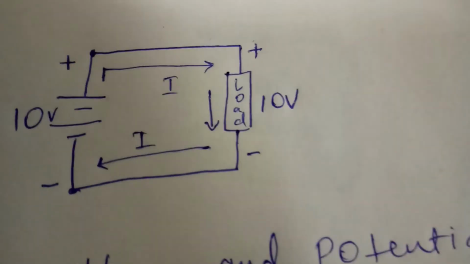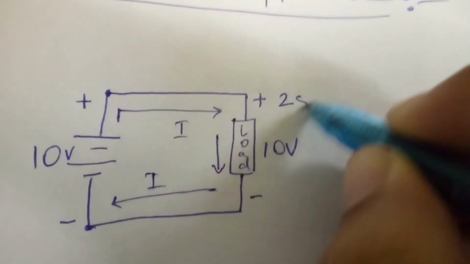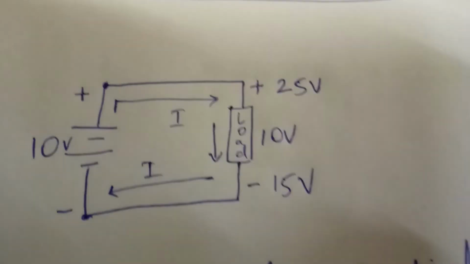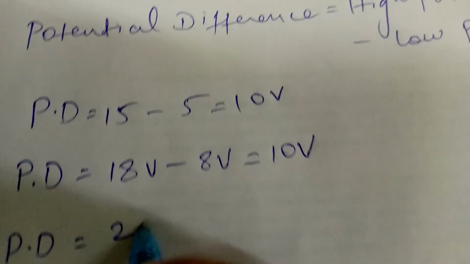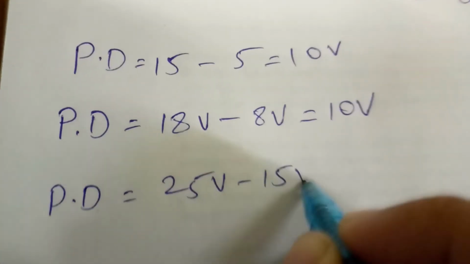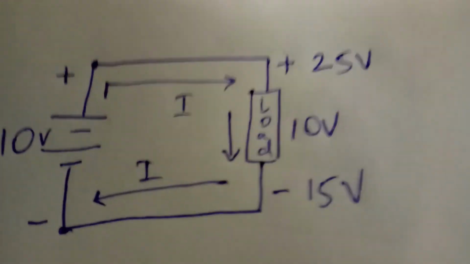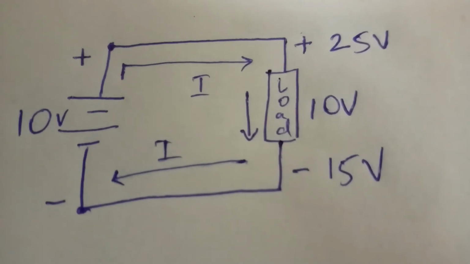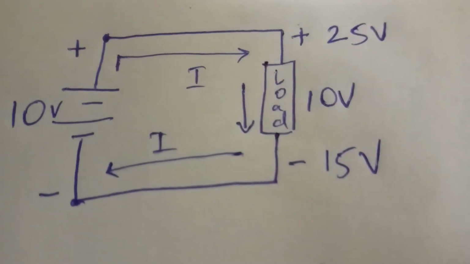If I say the positive terminal is at 25 volt, then the negative terminal should be at 15 volt. So the potential difference will be 25 volt minus 15 volt is equal to 10 volt. The positive terminal is always at the high potential and the negative terminal is always at the low potential. High potential minus low potential is equal to potential difference, and voltage is always called potential difference.